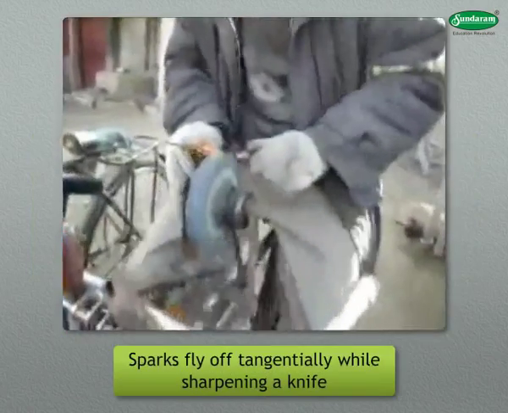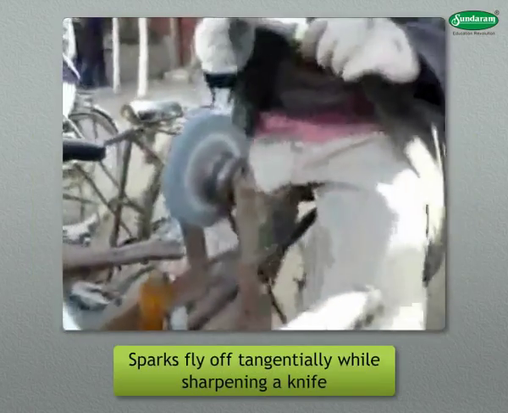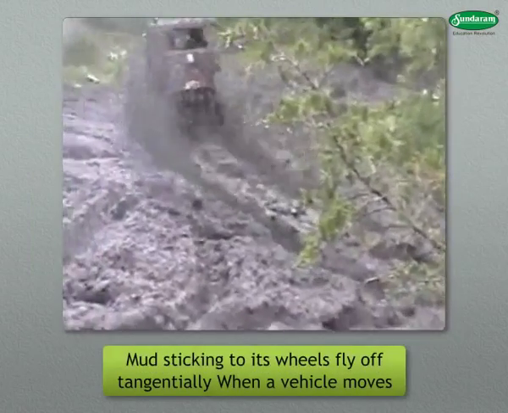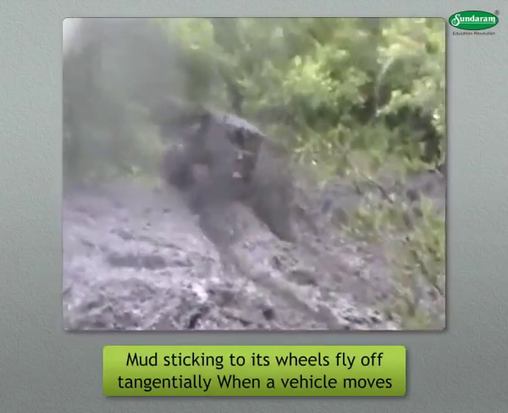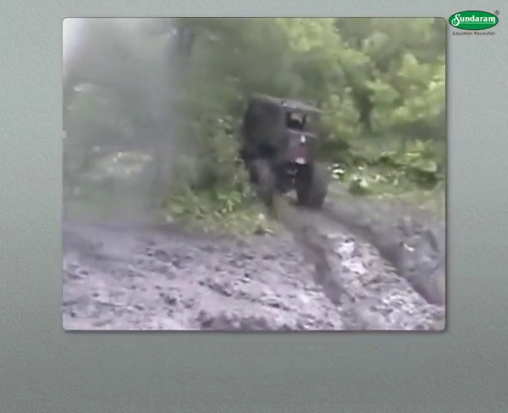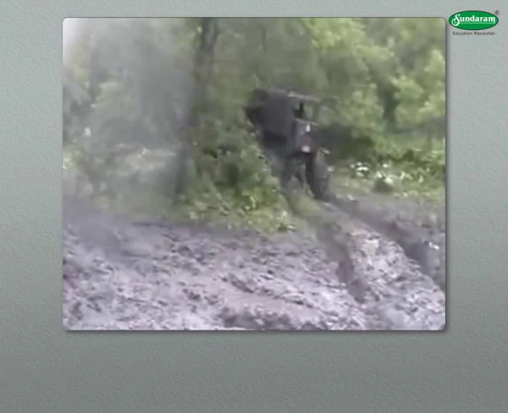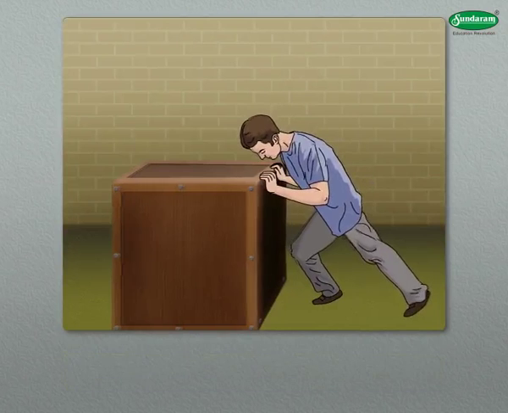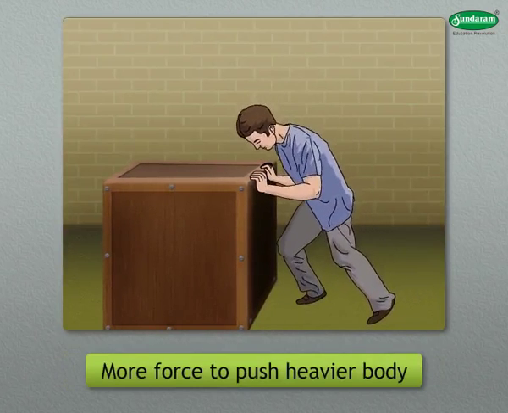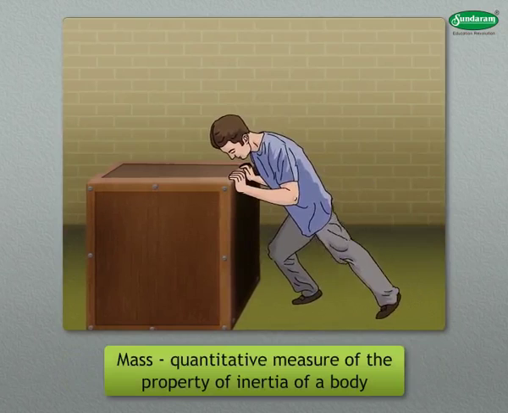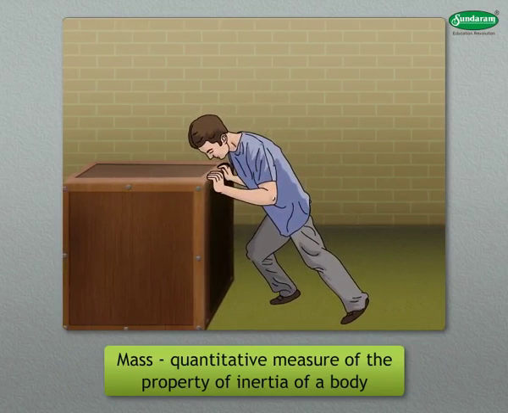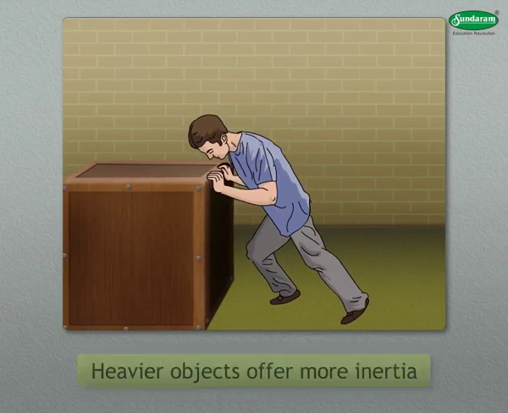While sharpening a knife, sparks fly off tangentially from the grinding stone. When a vehicle moves, the mud sticking to its wheels flies off tangentially. Hence, mud guards are provided to vehicles. As mass is the quantity of matter in the body, we need to exert more force to push a heavier body. Mass is also a quantitative measure of the property of inertia of a body. Hence, heavier objects offer more inertia.